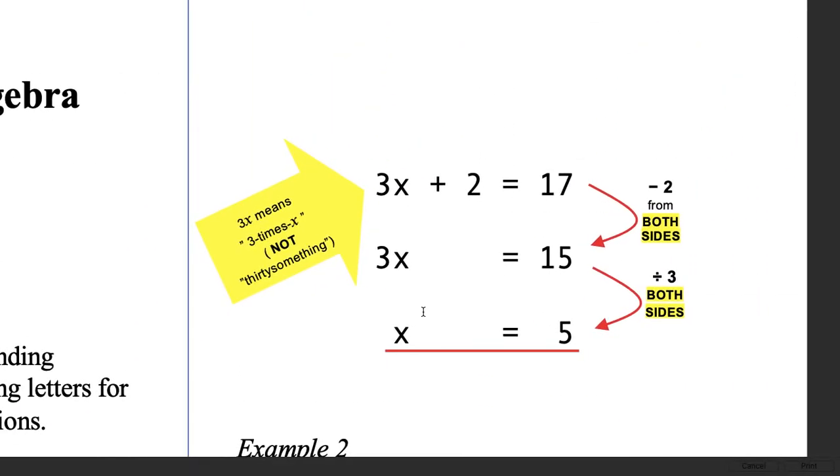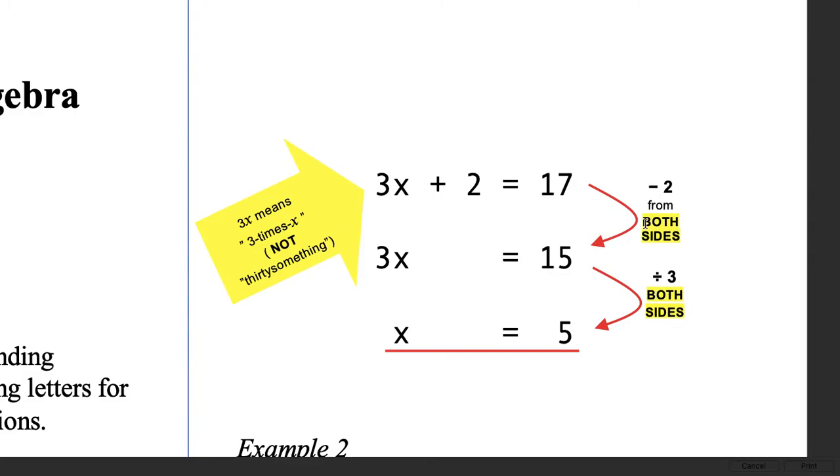So just going through the examples here. 3x plus 2 equals 17. Take away 2 from both sides, 3x equals 15. Divide both sides by 3, x equals 5. Note how I've got everything nicely lined up so it's easy to follow. Note how 3x means 3 times x. It doesn't mean 30 something. And note how I do these little notes on the side to show what I'm doing to both sides. That's, in my mind, a nice clear way of setting things out.